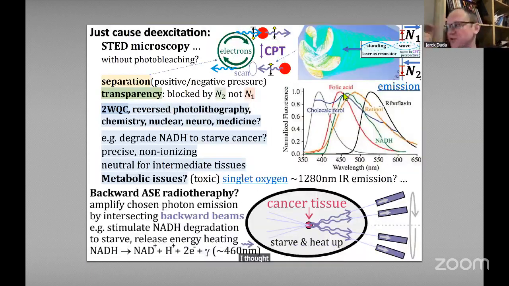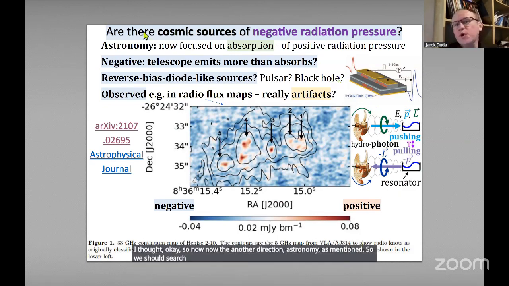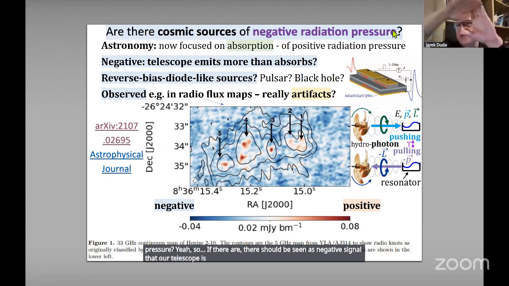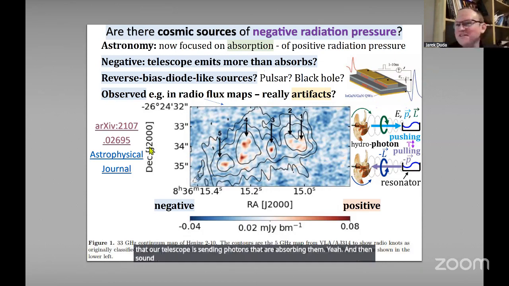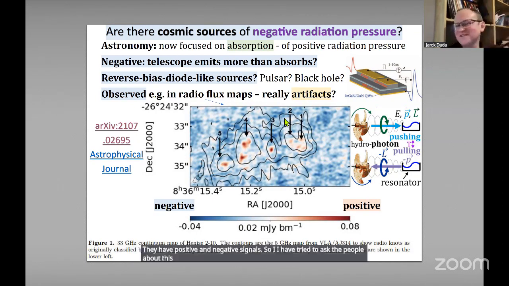So okay, now another direction, astronomy. As mentioned, the question is, are there cosmic sources of negative radiation pressure? If there are, there should be seen a negative signal, as if our telescope is rather sending photons than absorbing them. And it turns out that looking especially at radio flux maps, they have positive and negative signals. I have tried to ask people about it. They said that there are artifacts, so they ignore it.